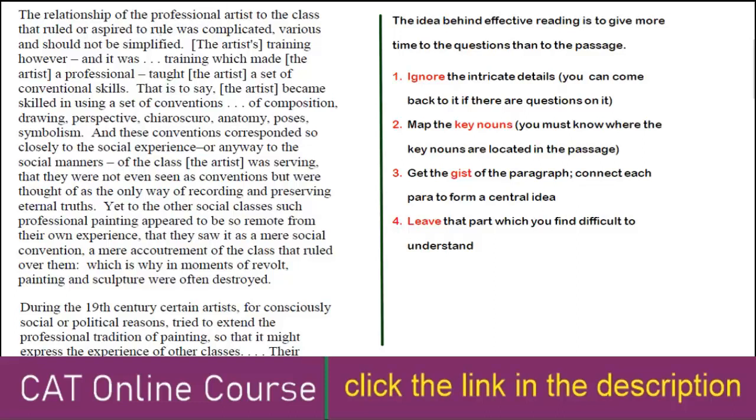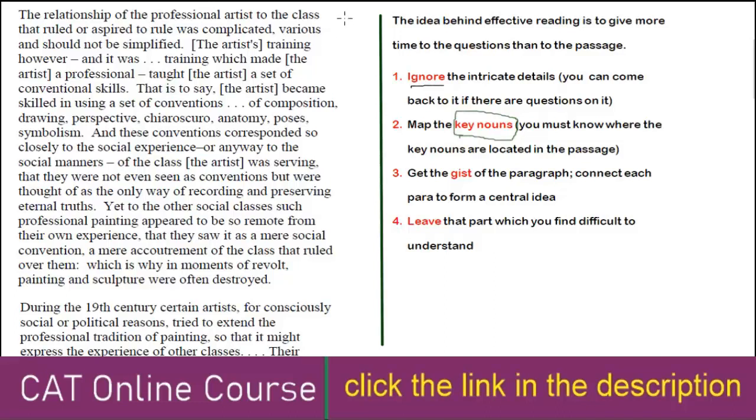So I have put a few golden rules here, and I will always repeat at the start of my reading activity that you have to follow these four principles. The first says that ignore the intricate details. Whenever you have some kind of detailing, just forget about it. Don't worry much about it. Map the key nouns. So whenever you see important nouns, you have to understand the relationship between those important nouns. This is really very important. The key nouns will help you decide the central idea of the passage. Get the gist of the paragraph.